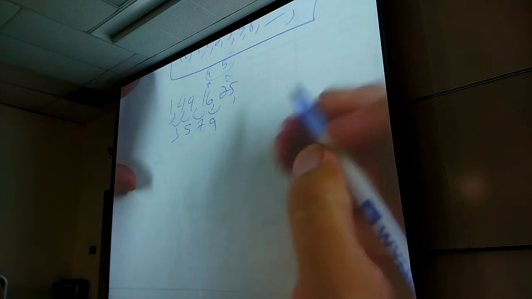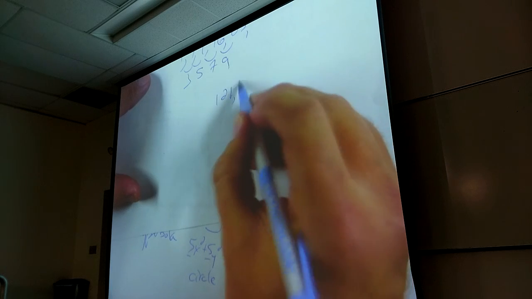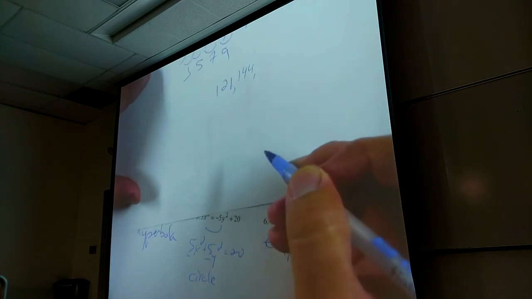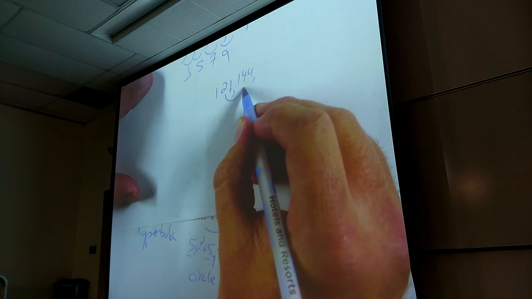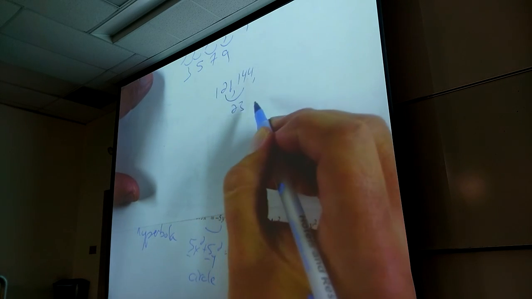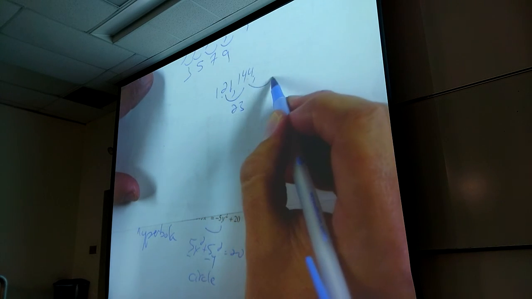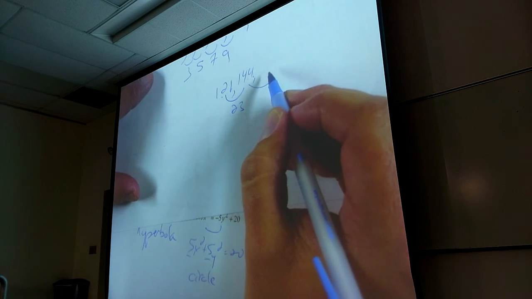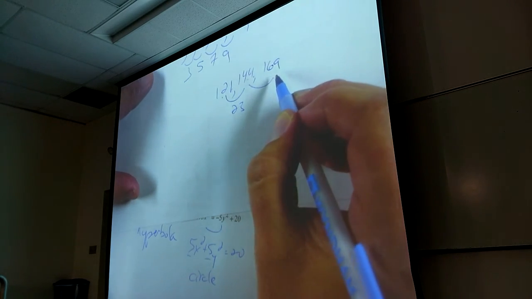Right? Alright, now watch. So let's go ahead a bit. 121 is 11 squared. 144 is 12 squared. What did I add to get from here to here? What did I add to get from here to 23? And that's 11 plus 12. So now I'm going to add 12 plus 13. 12 plus 13 is 25. 169, which is 13 squared.